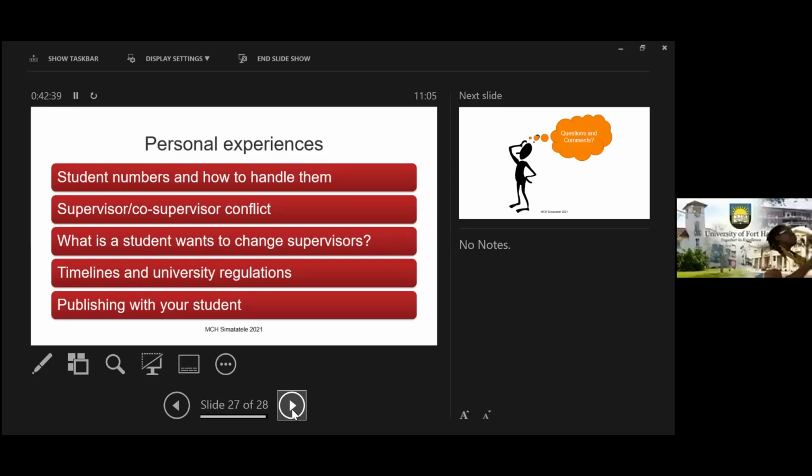Take it to where there's just the two of you. And if the conflict is not resolved, involve the director or the postgraduate coordinator to resolve that conflict, but never in front of the student.